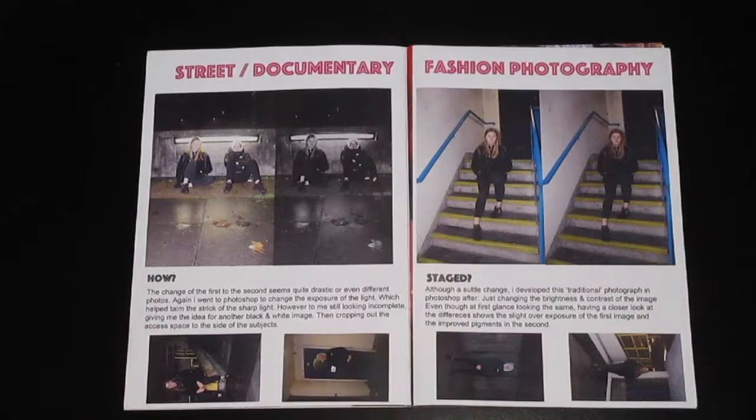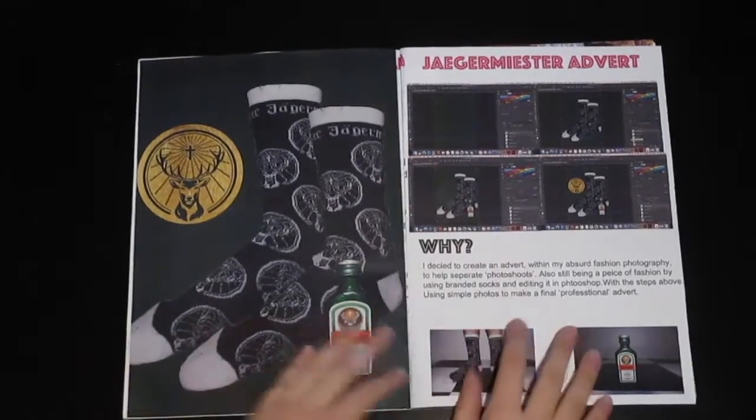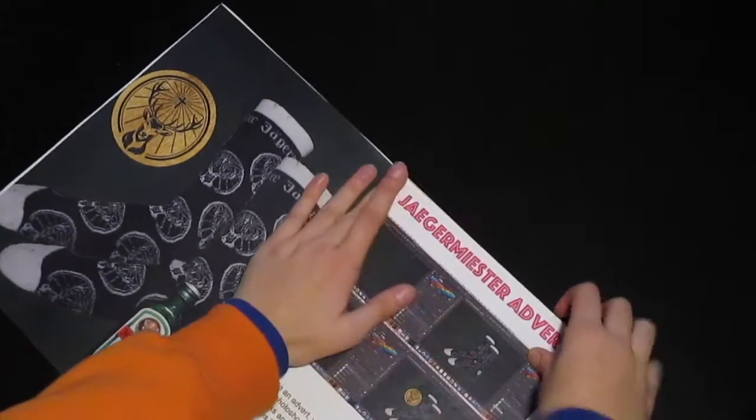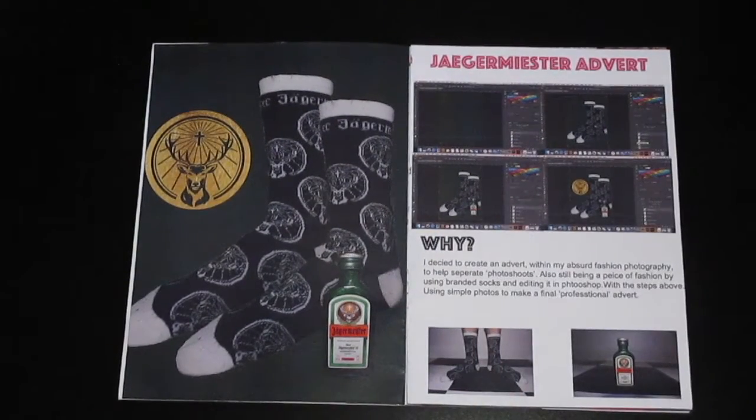Continuing with the same experiment, I placed 2 images of the original and edited version of the photos to show my process from one to another, adding more information about the photos below. To break down my different experiments, I made my own Jägermeister advert by taking a photo of branded socks and a small glass, transferring them into Photoshop, where I combined these images into a poster. On the right hand side, I showed my steps of what I did in Photoshop.